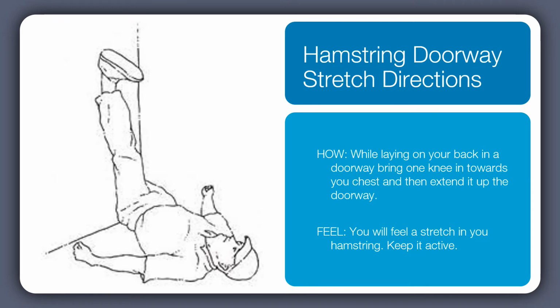The hamstring doorway stretch, you're on your back inside of a doorway, and you're going to bring your one knee towards your chest and then begin to lengthen that leg up the wall adjacent to the doorway. When you get to the top, if you want to increase the stretch through the back of the leg, you can gently bring the toes towards the head, dorsiflexing the ankle.